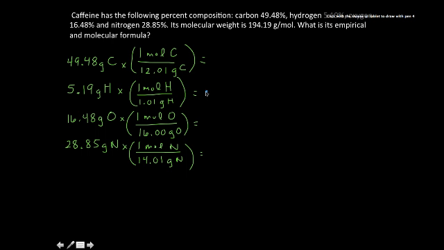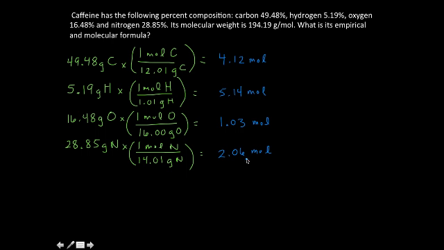So when I do this, this is what I end up with. 49.48 grams of carbon is equivalent to roughly 4.12 moles. I can do the same for hydrogen, and this is equivalent to roughly 5.14 moles. I can continue down and do 16.48, and this is roughly equivalent to 1.03 moles. And again for nitrogen, this is going to be roughly 2.06 moles.